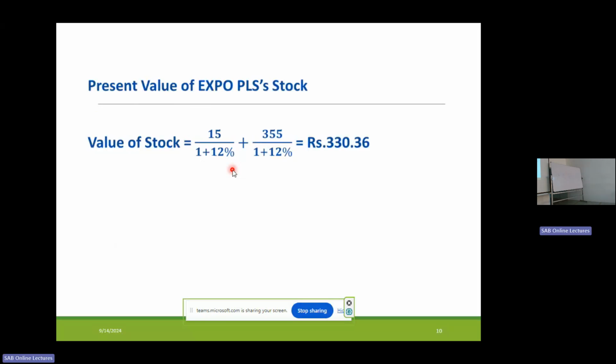So this is the price, 330. This is the intrinsic price. This is the fundamental price. This is what the price should be according to the fundamentals, according to the theory. So you can compare this with the market to decide whether you buy or not.